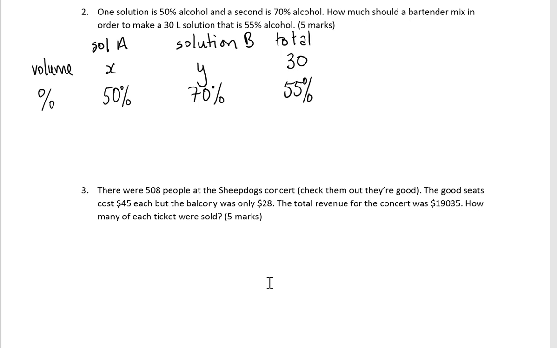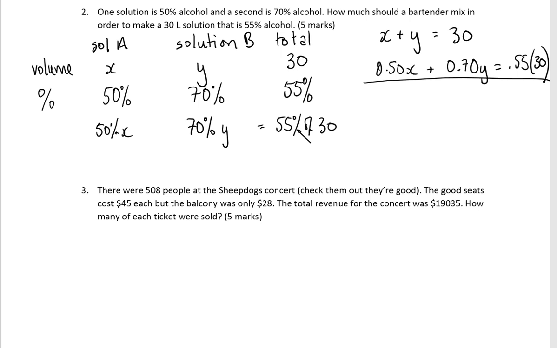So if you haven't done so, see if you can set up your equations. Pause the video, and then I'll put the equations together, and then you can check to see if you're correct. So setting this up, 50% of X plus 70% of Y will equal 55% of 30 liters. So the two equations look like this. I'm going to pause the video again and you solve for X and Y.